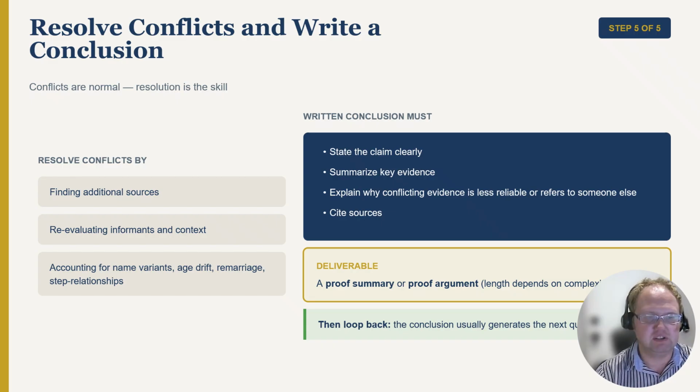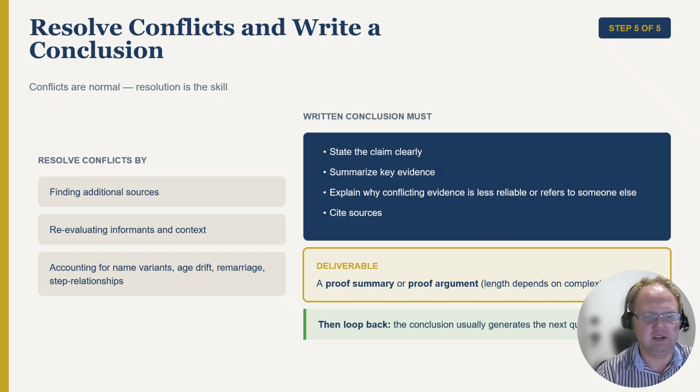And your conclusions guide you in four things. First, you have to state your claim clearly, summarize the key evidence supporting it, explain why conflicting evidence is less reliable or refers to somebody else, or is otherwise not applicable, or is illegitimate, and cite your sources for all your evidence items backing the claim.